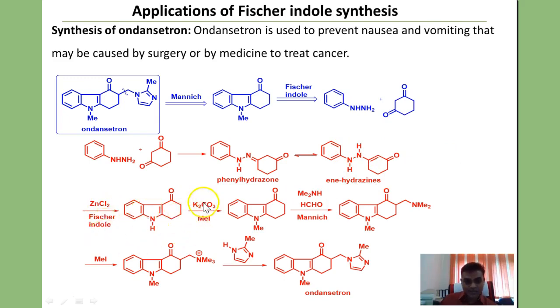Later on, N-methylation can be carried out by using a base and methyl iodide, an SN2 displacement on methyl iodide, and the Mannich reaction will be used here. In the beta-aminoketone, this amino group is quaternized to make it a leaving group, and the indole nitrogen is again acting as a nucleophile. It will attack on it and we will get the ondansetron molecule. So the ondansetron molecule is very easy to prepare with the help of Fischer indole synthesis as well as the Mannich reaction.